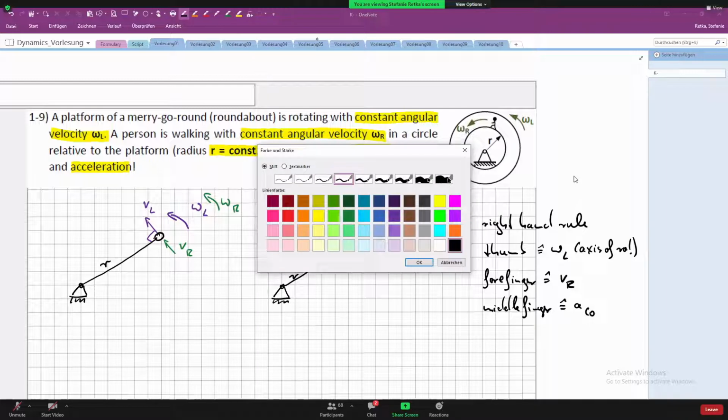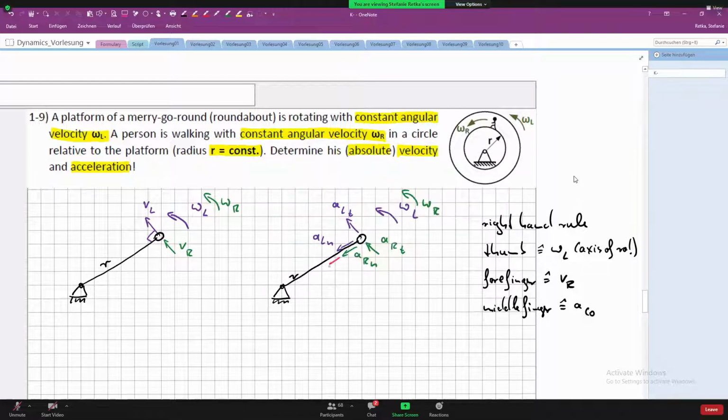Just need another color. So this way. Okay. Axis of rotation. Hot rotation.